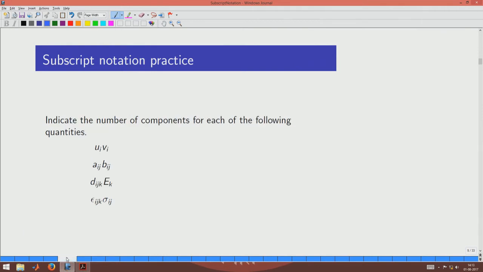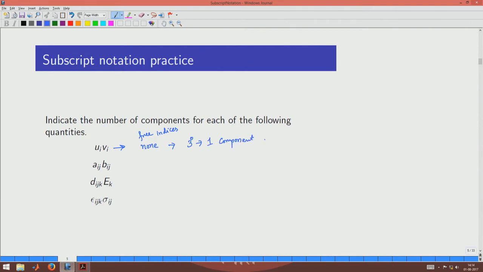So we now go further to practice further. Now we have not one parameter, but we have two parameters. So look at the first expression and analyze what is required. So you have ui and vi. How many free indices or free subscripts are there? None, because both are repeated. So it implies that 3 to the power of 0, there is only one component here.